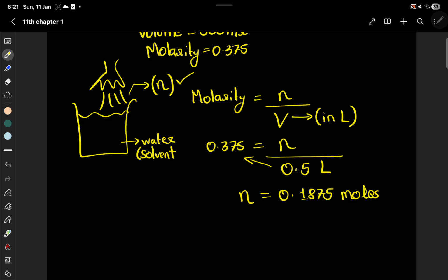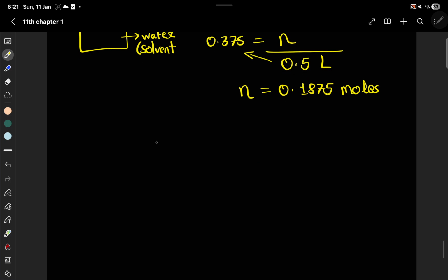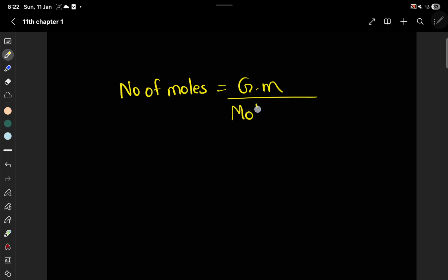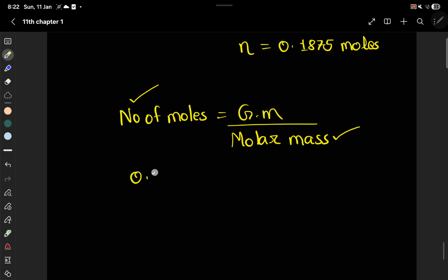Now half of our problem has got solved. We have to calculate the given mass of sodium acetate. For calculating the given mass, just recall the formula for number of moles. The formula is here: number of moles of any substance is equal to given mass divided by molar mass of that substance. Now, here are the two quantities that we need to put in this formula. One is molar mass, the second one is the number of moles. The number of moles is the quantity which we have just calculated, that is 0.1875. Just put it in its place.